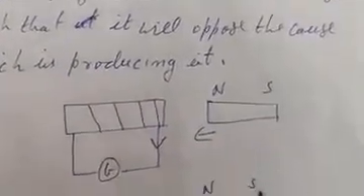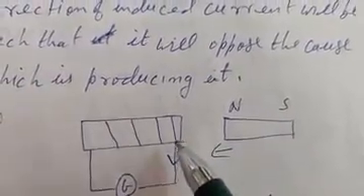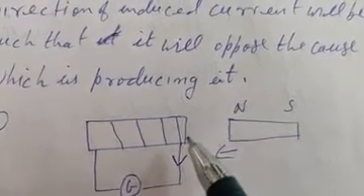Now we will apply Lenz's rule. This north pole is moving towards this. So what is the cause? North pole is moving.